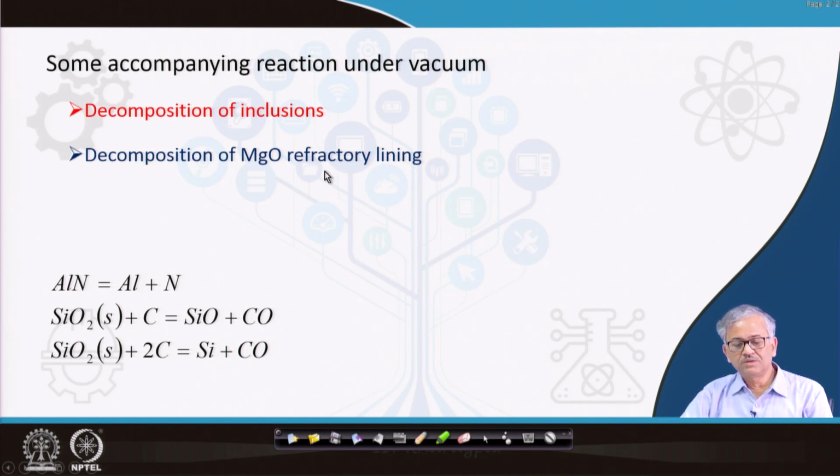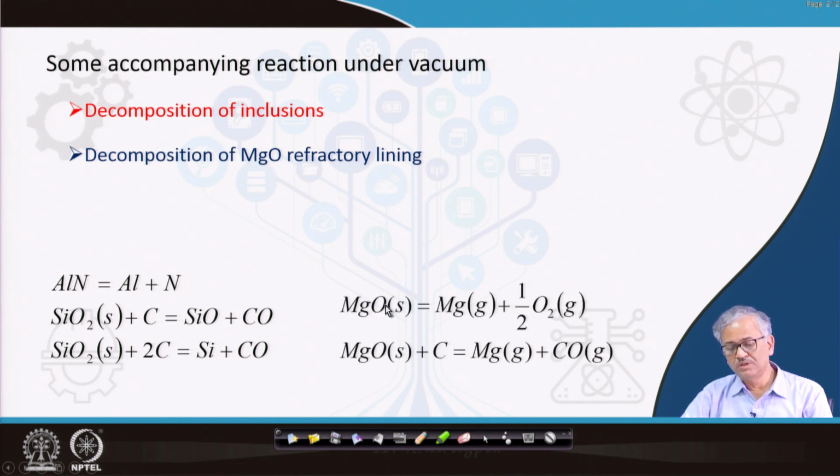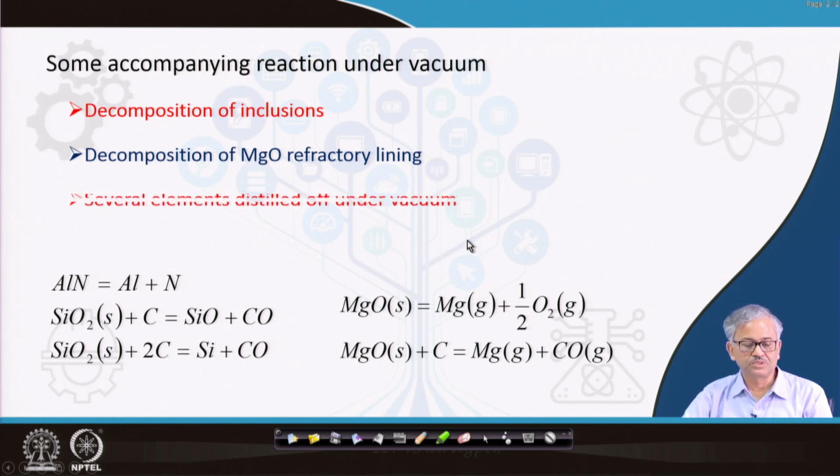And decomposition of magnesium refractory, magnesia MgO refractory. You can see MgO solid can decompose into magnesium gas and oxygen gas, or magnesium oxide solid plus carbon can form Mg gas and CO gas. And it has been thermodynamically found that this reaction is more probable compared to the other. So, MgO in presence of carbon can easily decompose to magnesium gas and carbon oxide gas. So, the refractory decomposition is also possible, but it is not desirable. These are the desirable reactions, but this is not very desirable. So, we have to be cautious about the refractory decomposition.